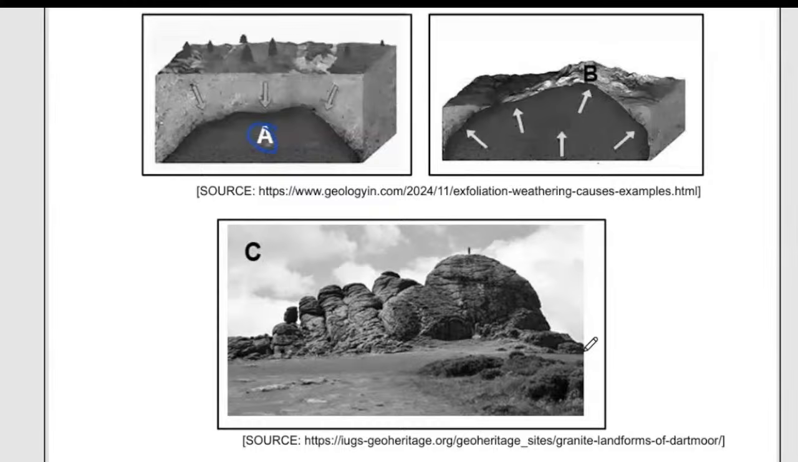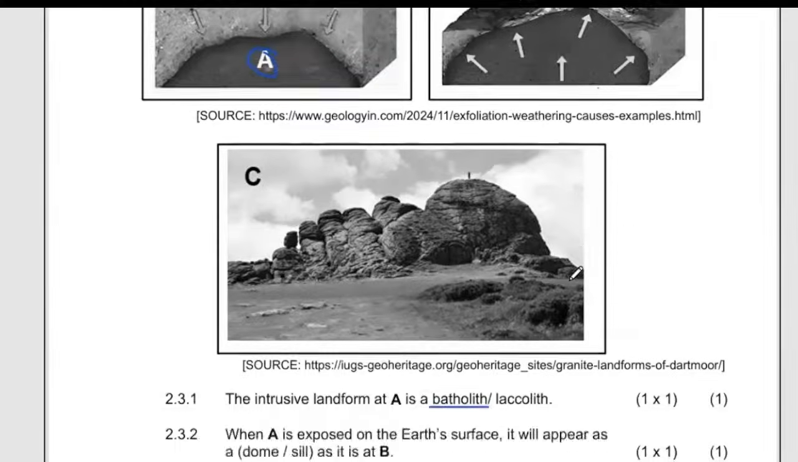What differentiates that is the shape of the landscape of the feature, and also its size. That is a massive feature. It's very big in size, which resembles a batholith.